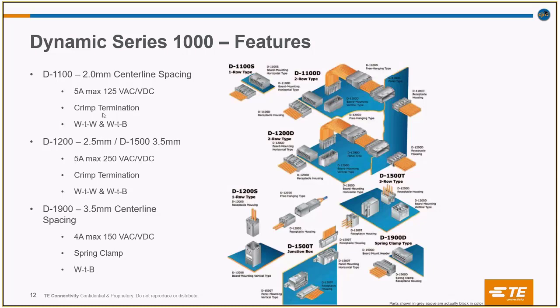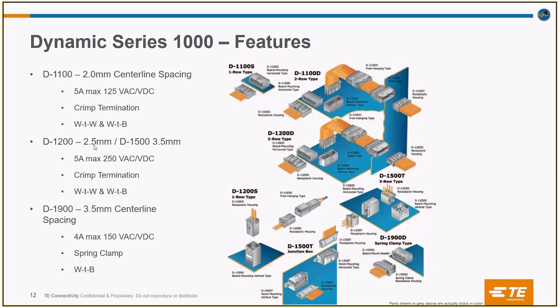Now, crimp termination: the wires are crimp termination for 1100, 1200, but only in 1900 we have the spring clamp termination. W2W is wire to wire, WTB is wire to board. So these are the features of the D1100.